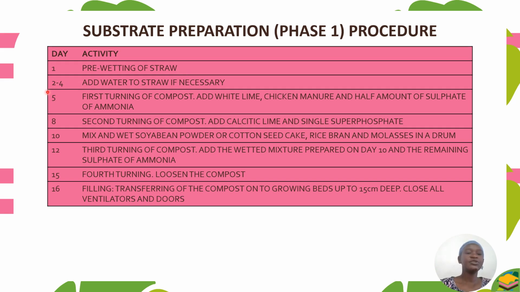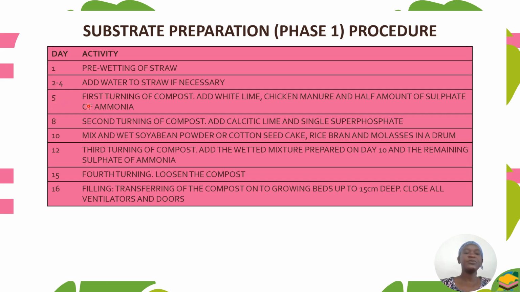Then day 2 to day 4, you add water to straw if necessary. If on day 1 you added more water, it means on day 2 to day 4 you will not add more water. But if those straw are dry, day 2 up to day 4 is just a matter of adding water. Then you come to day 5.